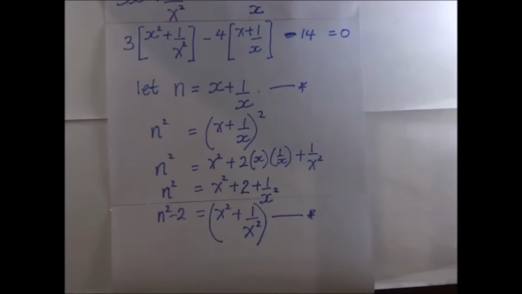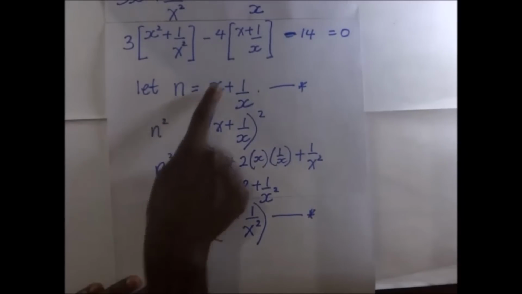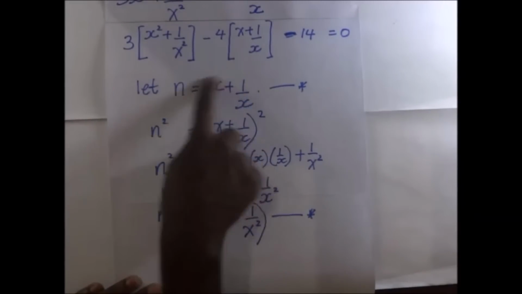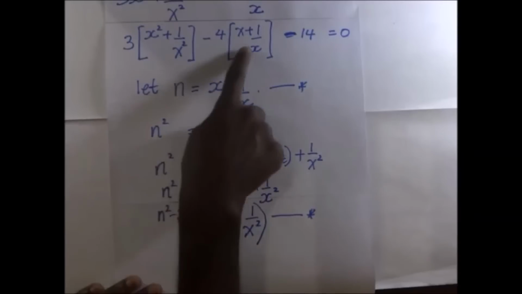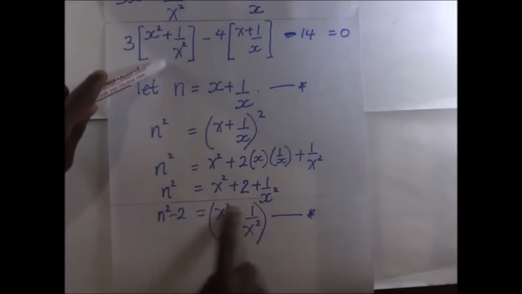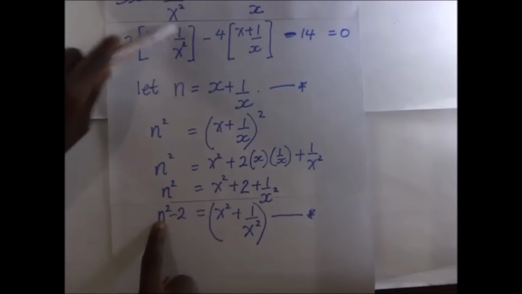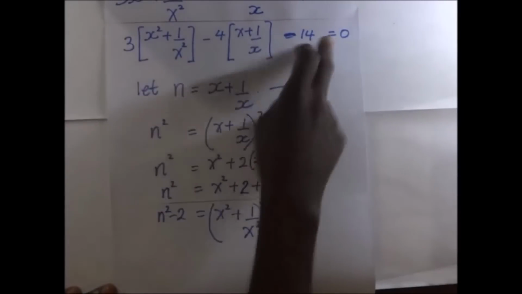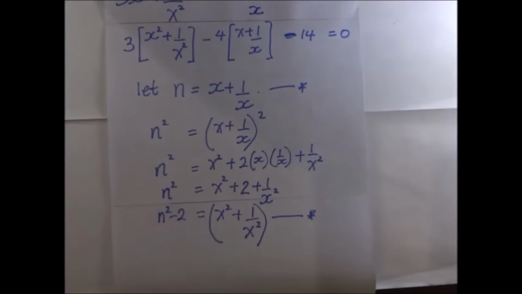So what we do here is that we are going to substitute: this is x plus 1 over x, we substitute this value of n in that expression there. Then here, for x squared plus 1 over x squared, we put n squared minus 2, so that our equation becomes simpler and we find the value of n.